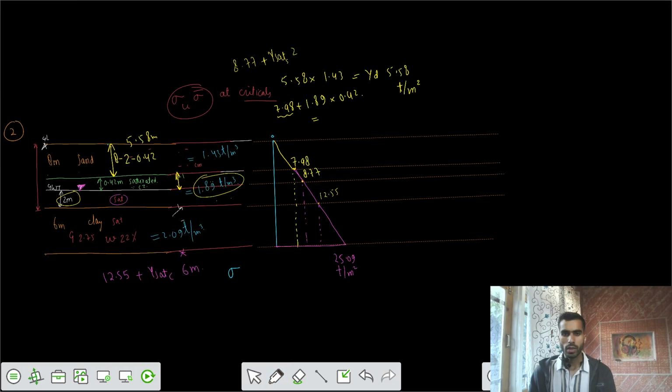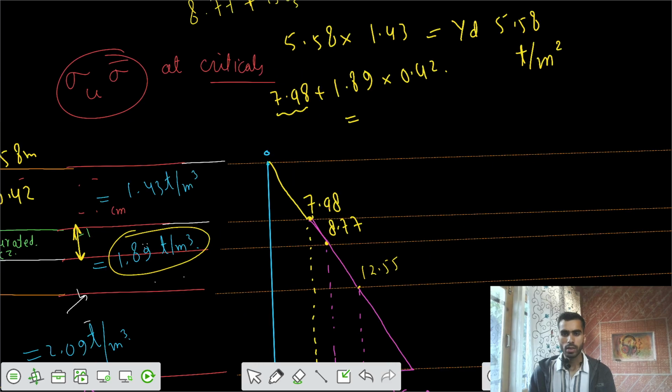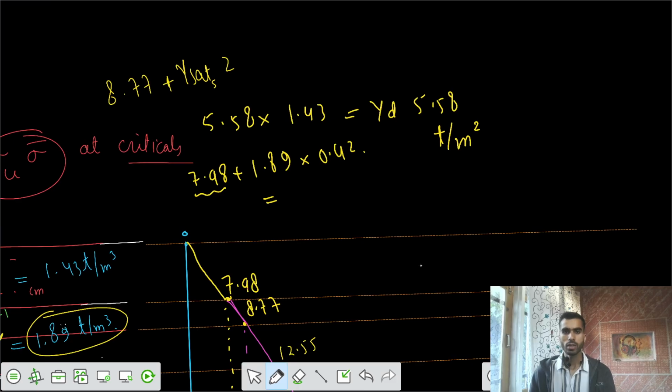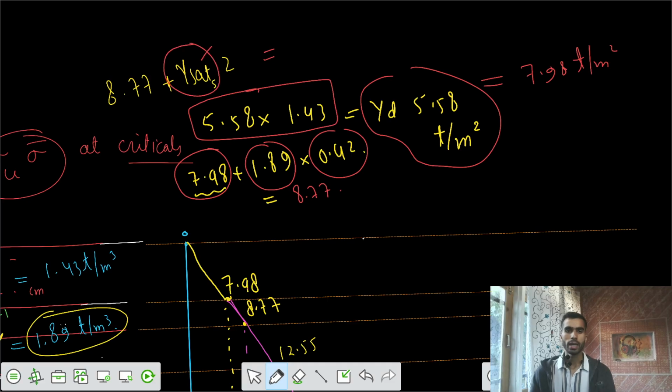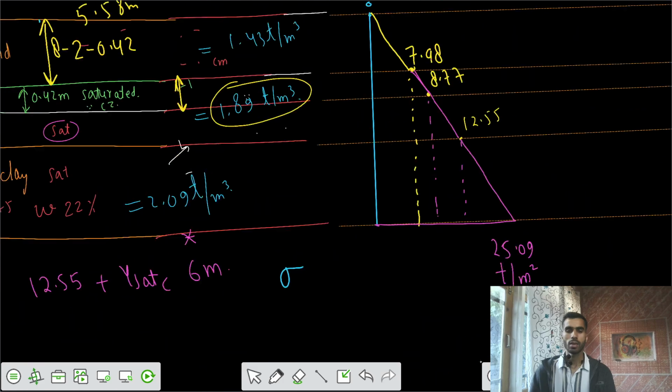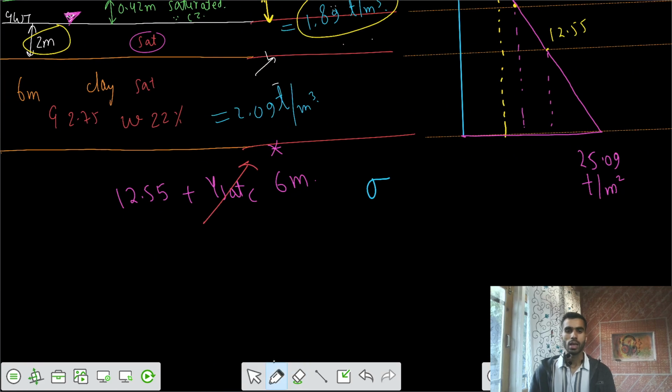So we can get these values by substituting. For the first case, we substitute 5.58 into 1.43, that's your value of 7.98 tons per meter square. In the second case, that's 7.98 plus 1.89 times 0.42, that's your value of 8.77. In the third case, gamma sat was 1.89, so 1.89 into 2, that's the final value of 12.55. And similarly for the final one, that's 12.55 plus gamma sat for the clay, 2.09, into 6. Finally, it's 25.09 tons per meter square.